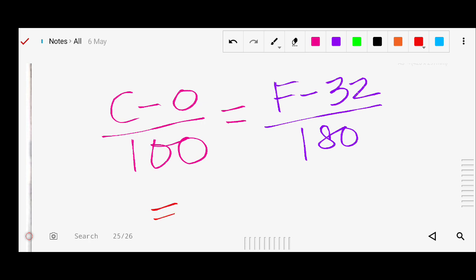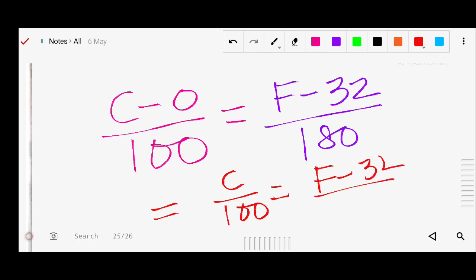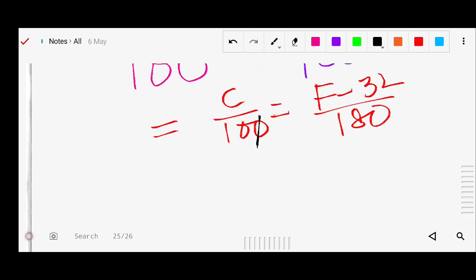So now next, this is C minus 0, that is C by 100 equals, right, F minus 32 by 180. So now we can cancel out. The zeros will cancel. This is for 5 times, this is for 9 times.